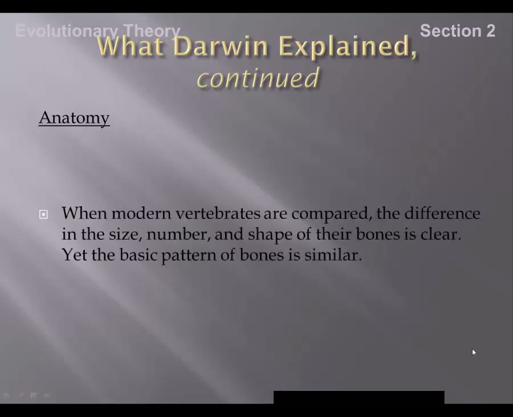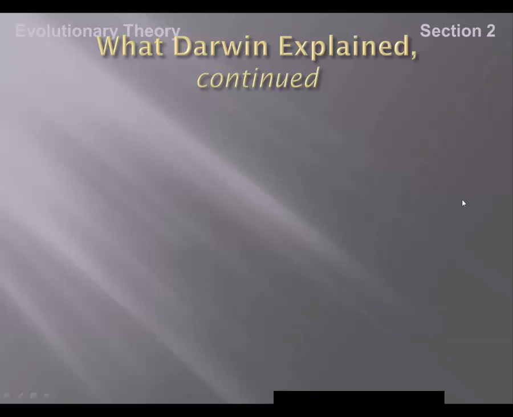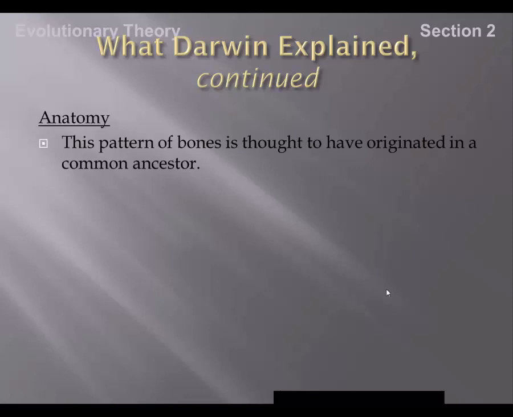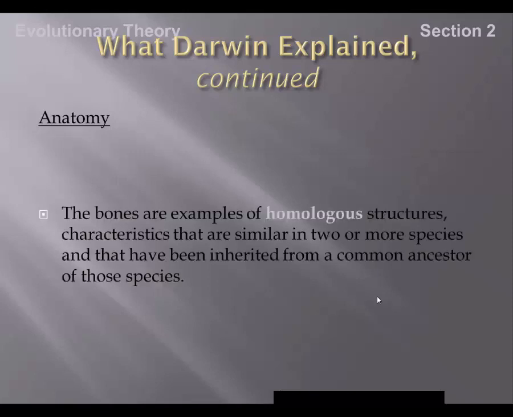When we compare modern vertebrates, the differences in size, number, and shape of their bones is clear, yet there seems to be a basic pattern in those bone structures. So for example, the forelimbs of many vertebrates are composed of the same basic groups of bones. The pattern is used to support Darwin's theory of evolutionary change. The bones are an example of what are called homologous structures. These are characteristics that are similar in two or more species and that have been inherited from a common ancestor of those species.